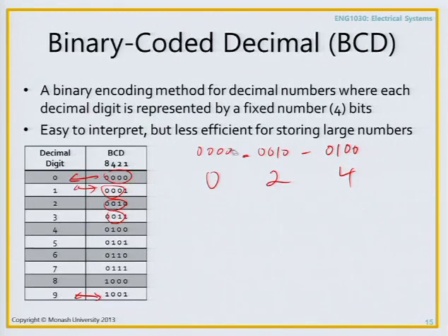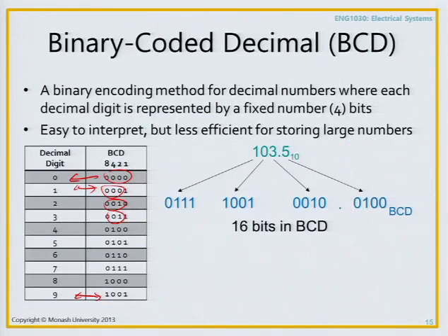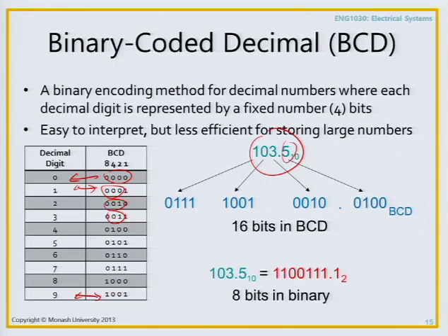The only disadvantage of this is that it is less efficient for storing large numbers, because if I want to store 103.5, for instance, I would need 16 bits, one for each digit, whereas 103.5, if I stored it in native binary, would only require 8 binary bits. So you're using more bits to make it more human readable. Computers don't work with this, but a lot of hardware which is human and computer interfacing, where humans need to read it, often use binary coded decimal.